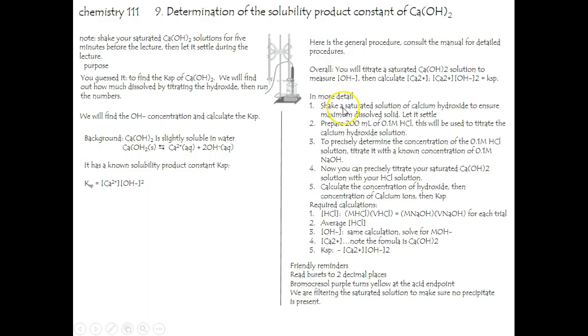All right, here it is in a little more detail. Shake that saturated solution of calcium hydroxide for 5 minutes before we begin the lecture and let it settle while the lecture is going on. Prepare a 0.1 molar hydrogen chloride solution. The details are given precisely for how to do that, so you don't even have to run any numbers. Just follow the directions, and you'll get 200 mL of a 0.1 molar HCl solution. That's what we're going to titrate the calcium hydroxide with. Notice this time we have acid in the burette and not base.